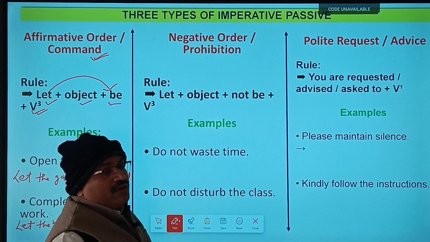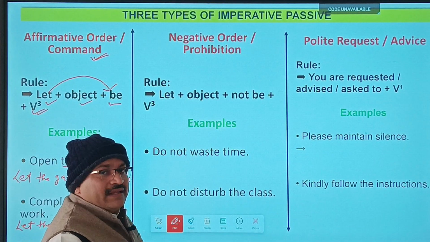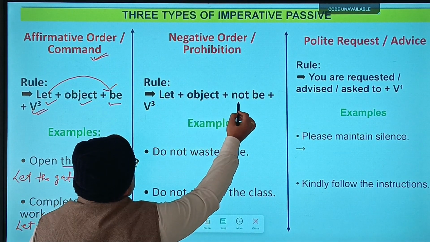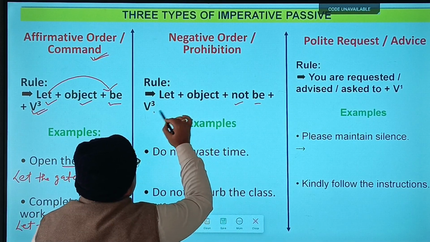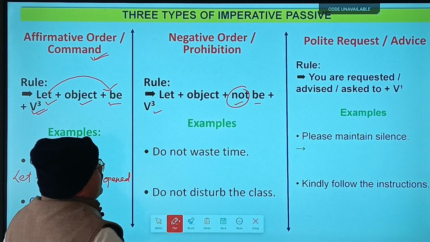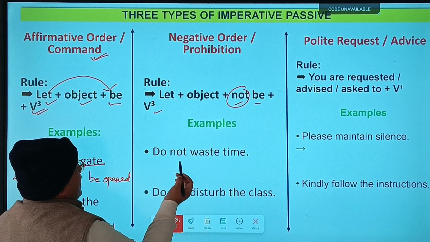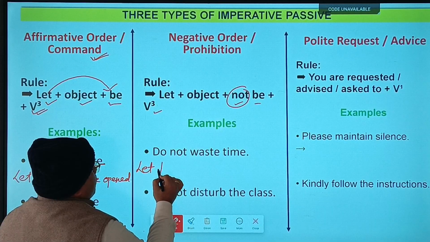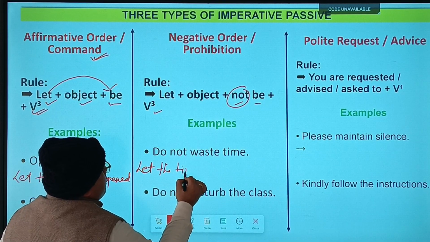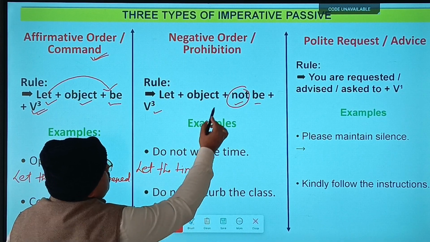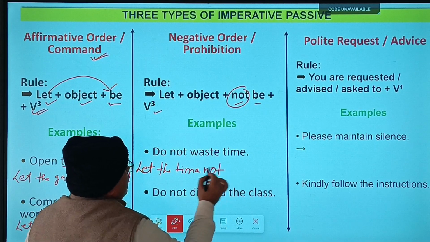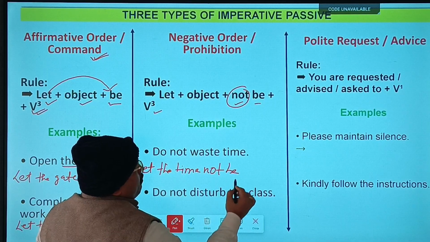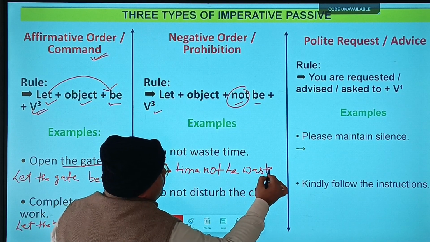Now, negative order or prohibition. When there is "not" in the sentence, let object, then not be, and then v3. Just add not in that structure. Do not waste time. So let, then object is what? Time. Let the time, not. Object, after object, not, and let, as I said, is followed by be. Let the time not be wasted.